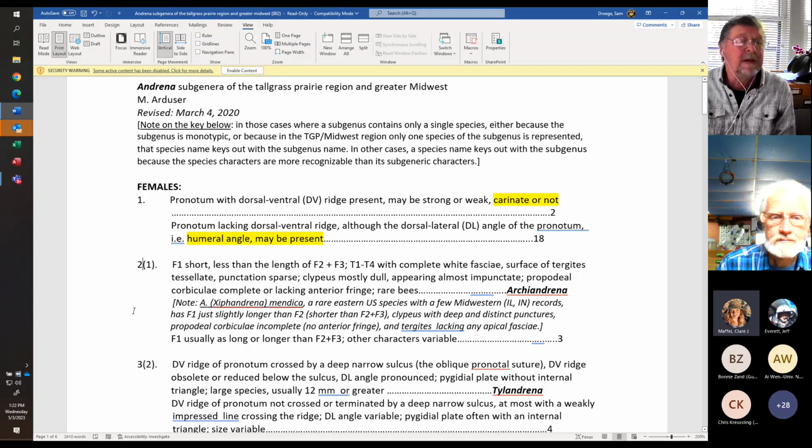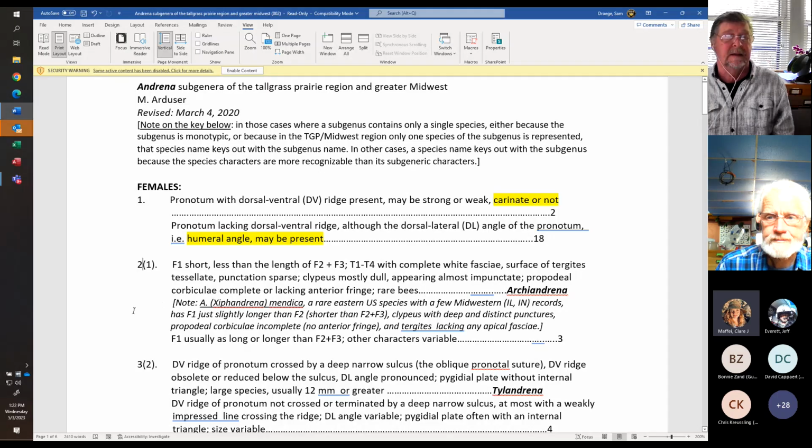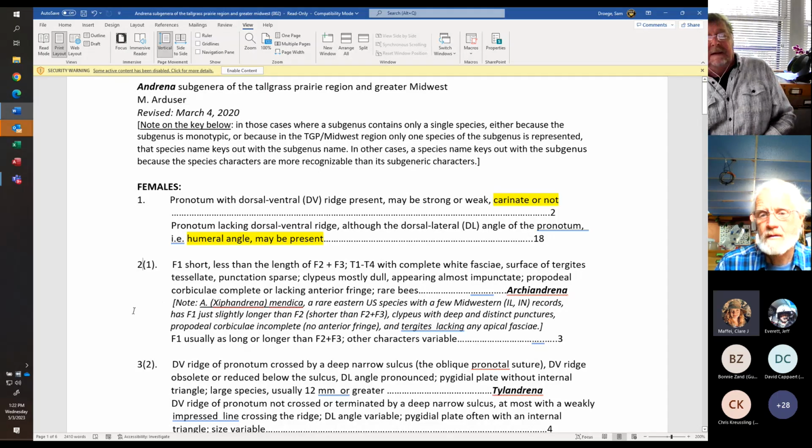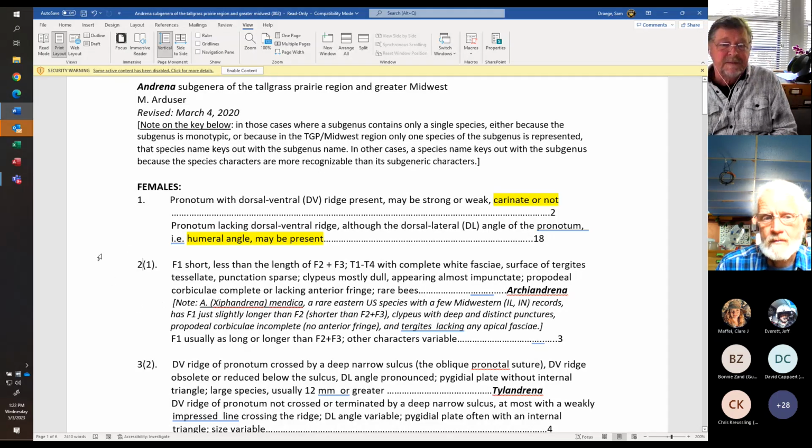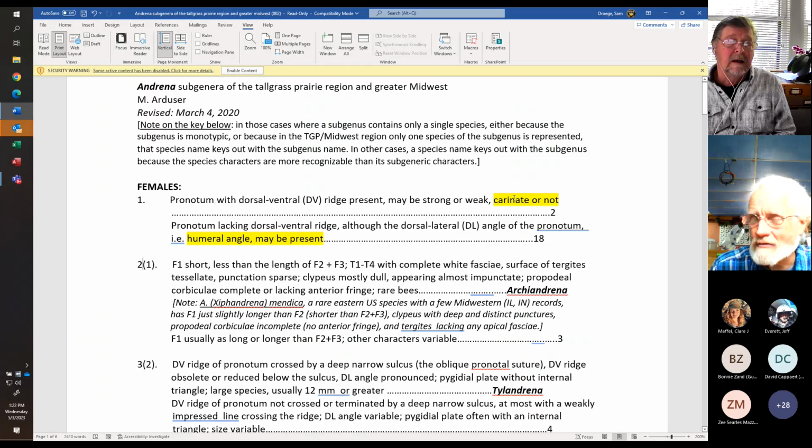So Sam, you highlighted there carinate or not. Is that because you wanted to indicate something? Well, I think maybe, Mike, if you could go back, because this is a tricky little phrase. So why don't you explain that one to folks.